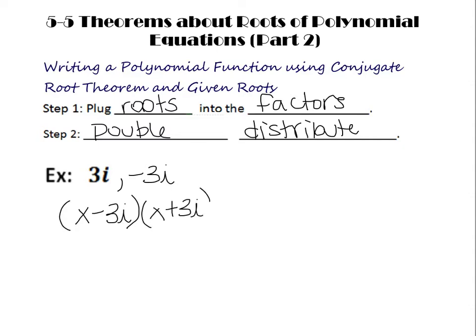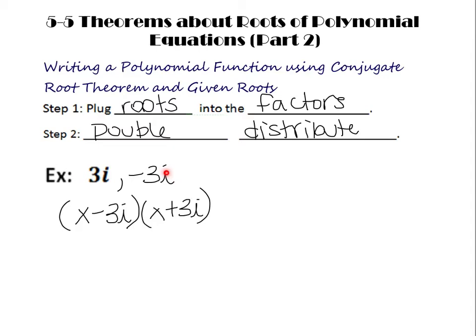Notice I'm taking the opposites. So this was a positive, but I said minus. This was a minus, but I said positive. Because if I were to solve each of these, then I would get the root shown. Now step 2 says just double distribute.